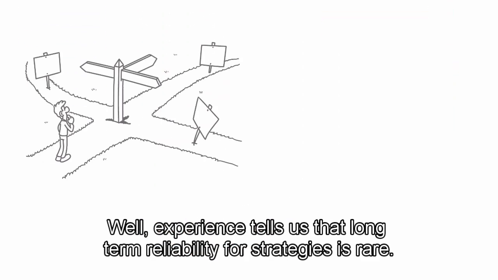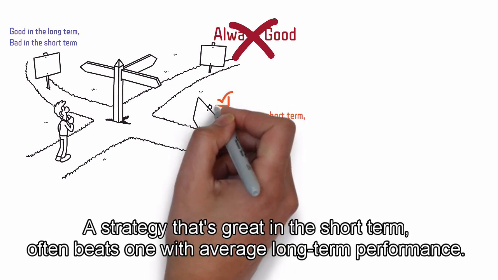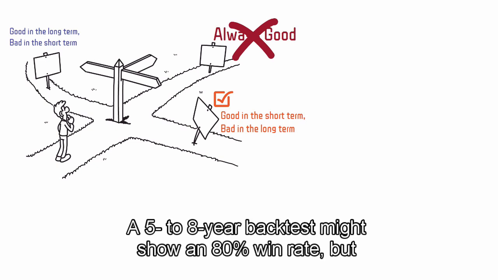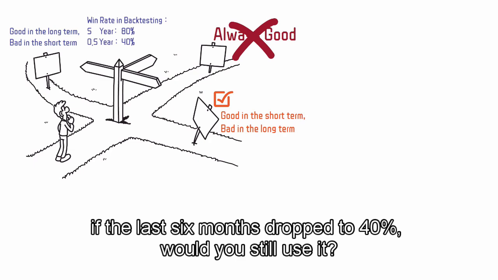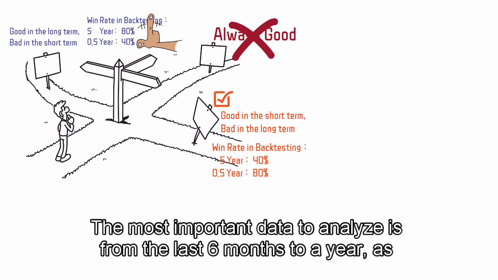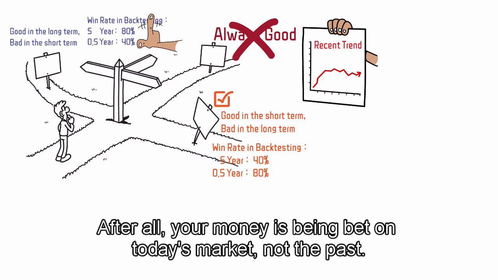Well, experience tells us that long-term reliability for strategies is rare. A strategy that's great in the short term often beats one with average long-term performance. For example, a 5 to 8 year backtest might show an 80% win rate, but if the last 6 months drop to 40%, would you still use it? I'd rather take a strategy with a 40% win rate over 5 years but an 80% win rate in the last 6 months. The most important data to analyze is from the last 6 months to a year, as it reflects how well the strategy fits the current market. After all, your money is being bet on today's market, not the past.